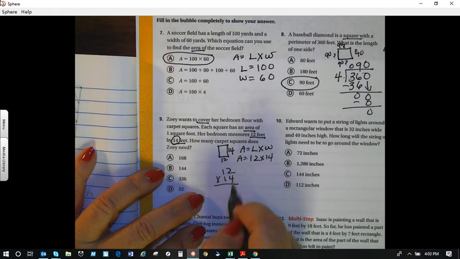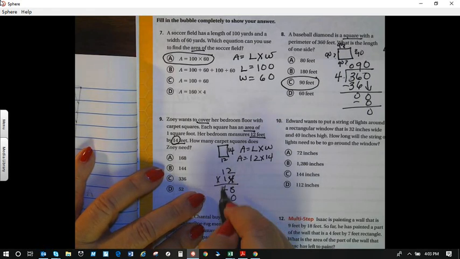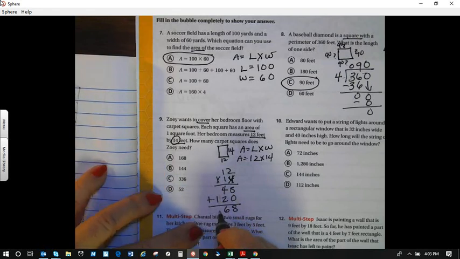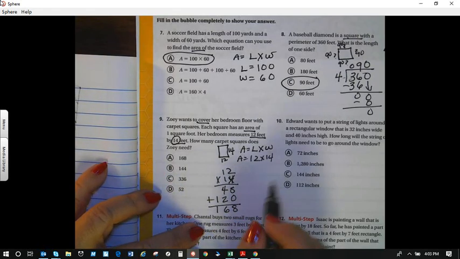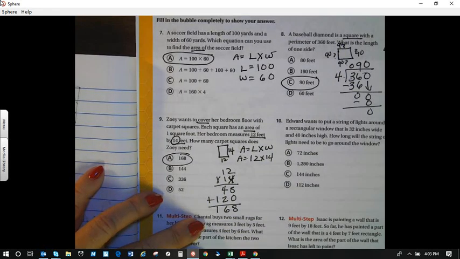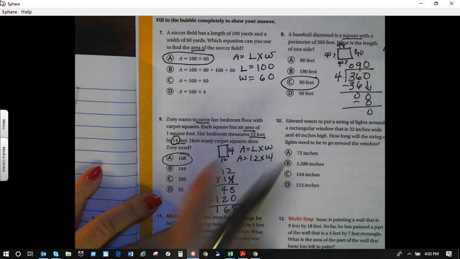4 times 2 is 8. 4 times 1 is 4. Bring down my 0. Cross out the 1s. I'm going to my 10s. 1 times 2 is 2. 1 times 1 is 1. Add them up. 8 plus 0 is 8. 4 plus 2 is 6. And 1. So the answer is A. She's going to need 168 little squares to fit into her bedroom. Okay.